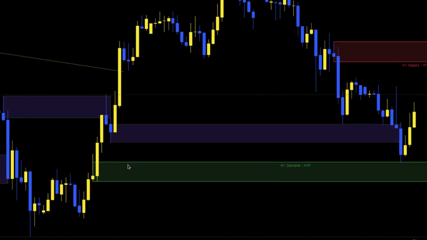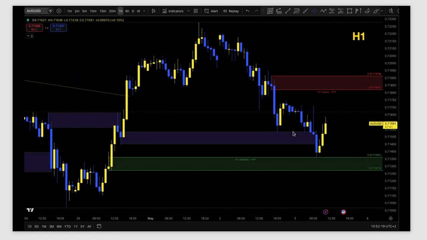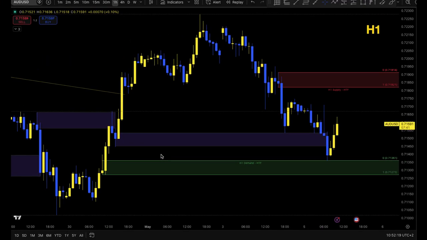So we got two demand zones at the moment here, 1 and 2. As you can see that this one is in a purple box and this one is in a green box. The reason why this one is in a purple box is because it's removed. But let's just go on and talk about why we drew it in. So let's start off with the first one.